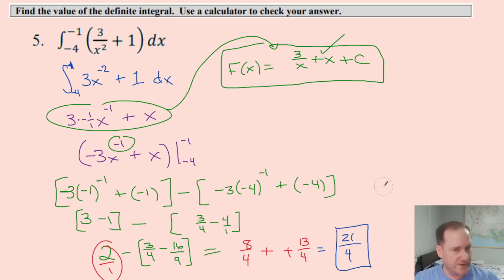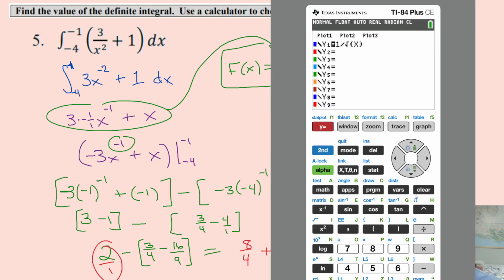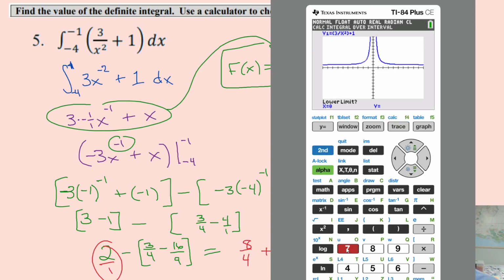And I feel moderately good with that answer. Why don't we go check the calculator, see if it's good. So we go to y equals, type in the function, which is parentheses 3 divided by x squared, close parentheses, plus 1. Second calc, option 7. My limits of integration are -4 to -1.